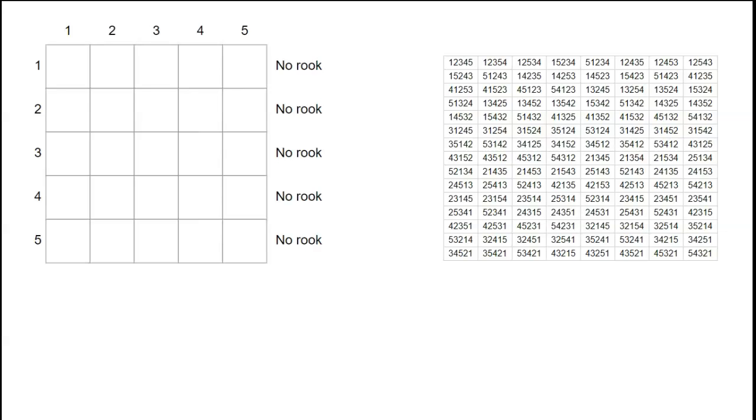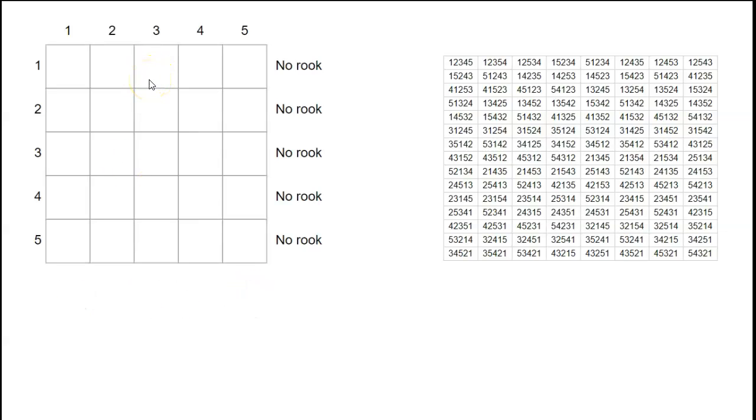So now we're going to explain the correspondence between permutations and rook placements, where you place n rooks on an n by n board in which all the squares are white. Okay, so here we have a 5 by 5 board. All the squares are white, so we can place rooks anywhere.